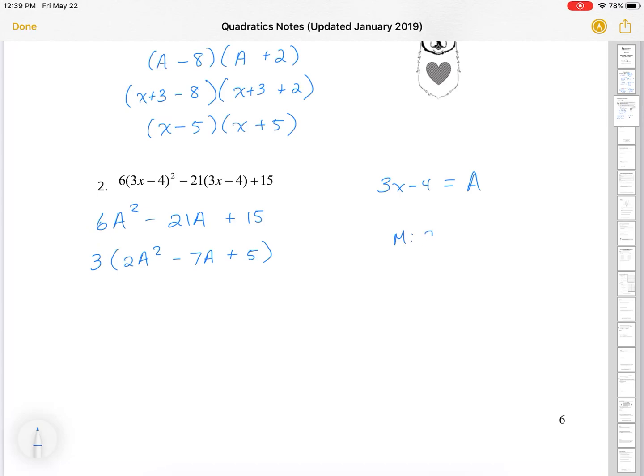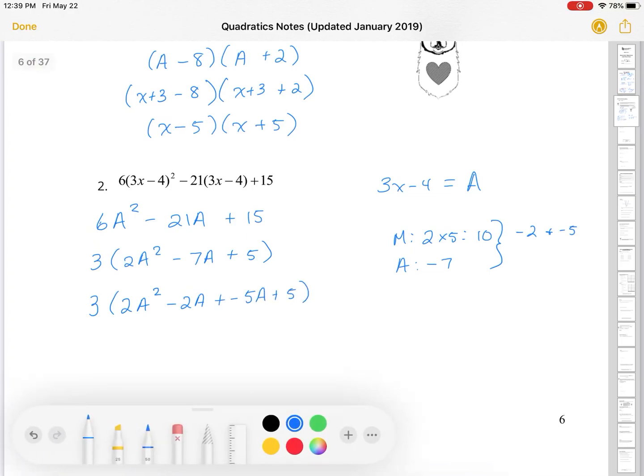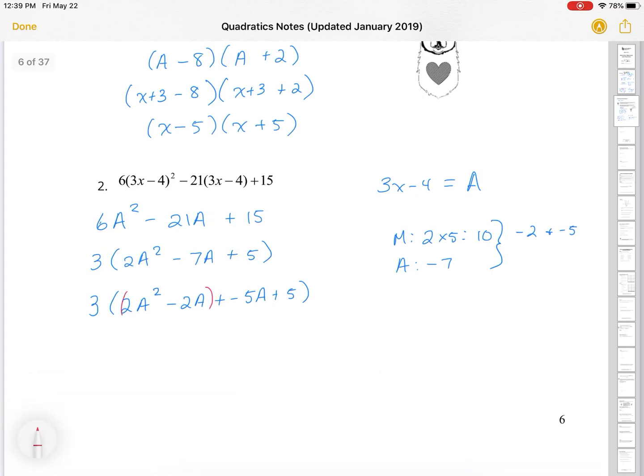So I'm going to do decomposition. So 2 times 5. So two numbers that multiply to give me 10 and add up to -7. And that would give me -2 and -5. So 3 times 2a squared minus 2a plus -5a plus 5. And then I'm going to group and factor.